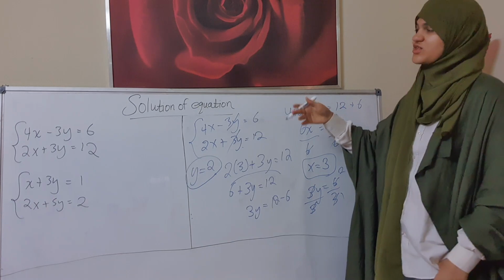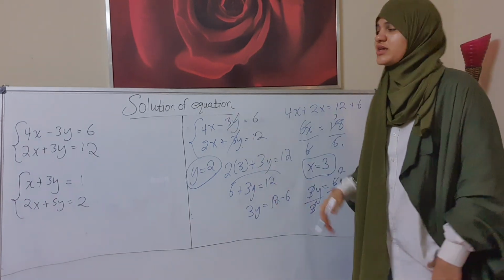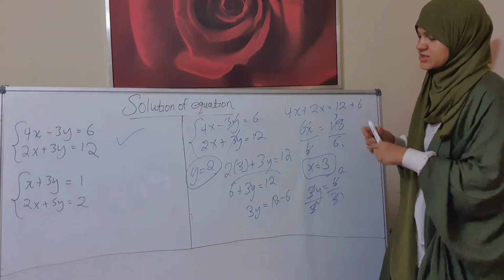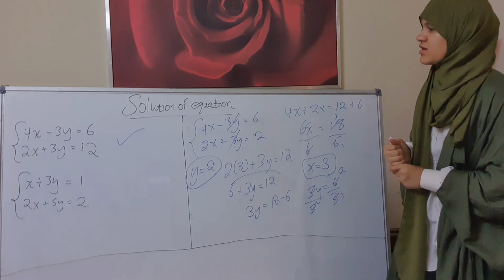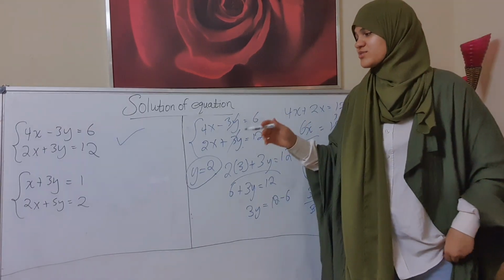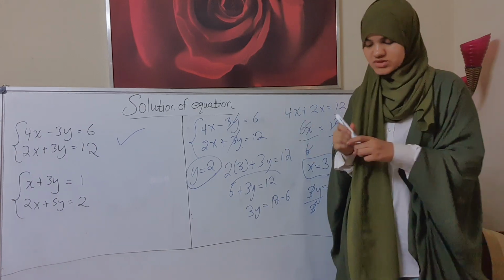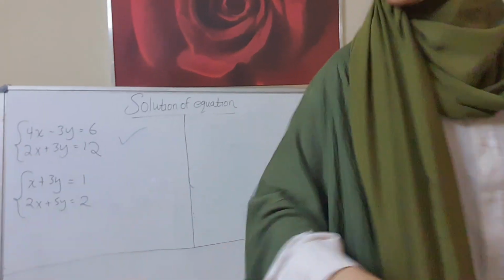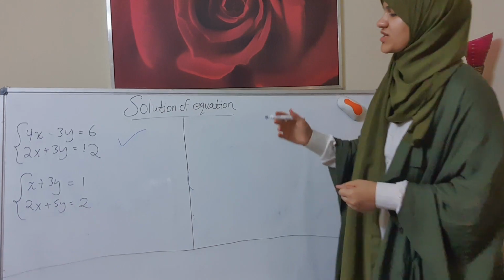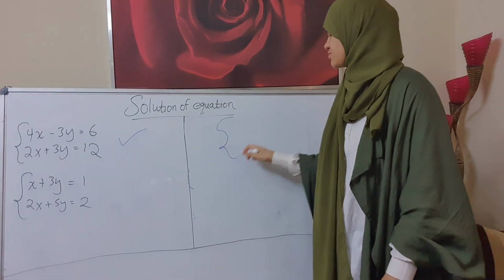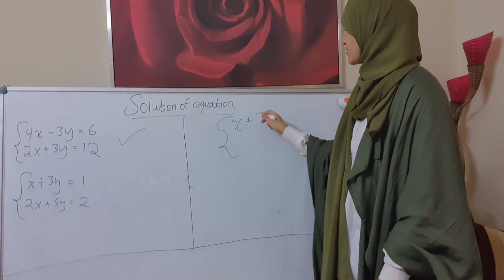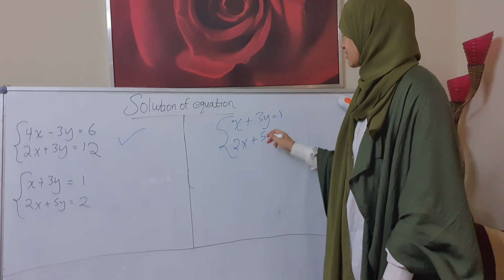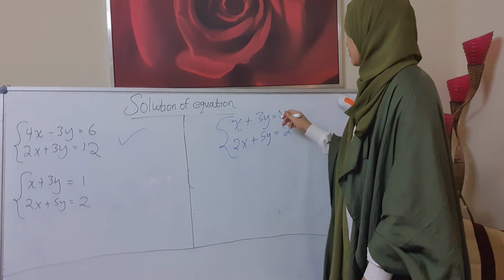So the value of x and the value of y we already found for the first question. Now let's go for the second question. The second question says x plus 3y is equal to 1 and 2x plus 5y is equal to 2. X plus 3y is equal to 1, 2x plus 5y is equal to 2.